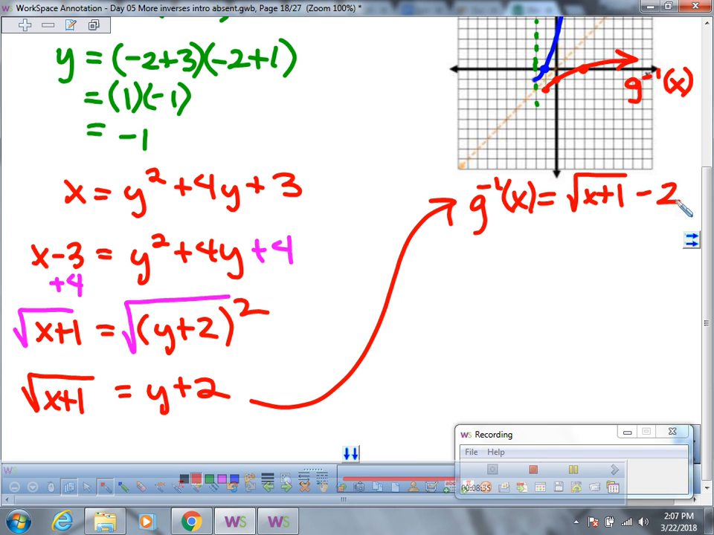You could have just taken the points, but you have to be able to do it algebraically in order to get full credit on your test. Okay, but you can check your work that way. This is the easiest one. Okay? I'm moving on. All right.